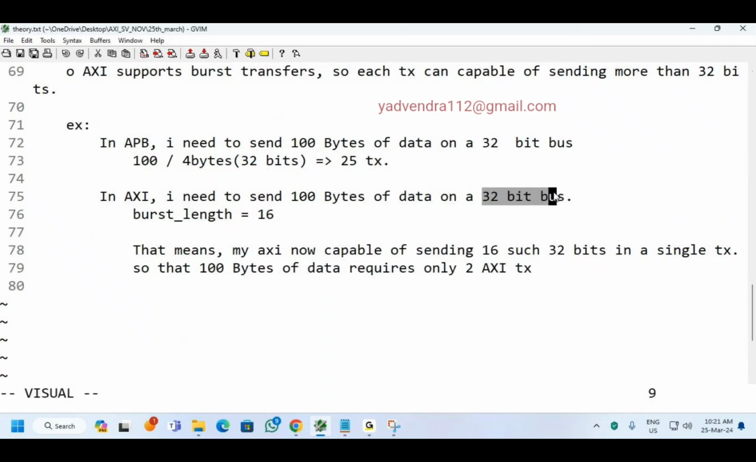It tells how many data items need to be sent in a single transaction. So I am telling 16, and my data items are of 32 bits, so I can send 16 such 32 bit data items. Now the total data items are 25. So to send 25, 2 transactions are right.